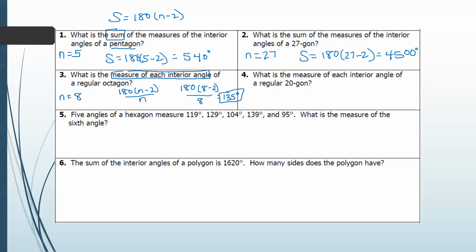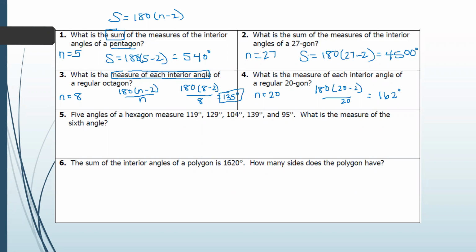Go ahead and try number 4. Do that one now. So hopefully you got 162 degrees. One of the most common mistakes that I see students make on problems like this is they think to themselves, oh, 20 minus 2 is 18, and they accidentally put an 18 in the denominator. So be careful. Don't do that.